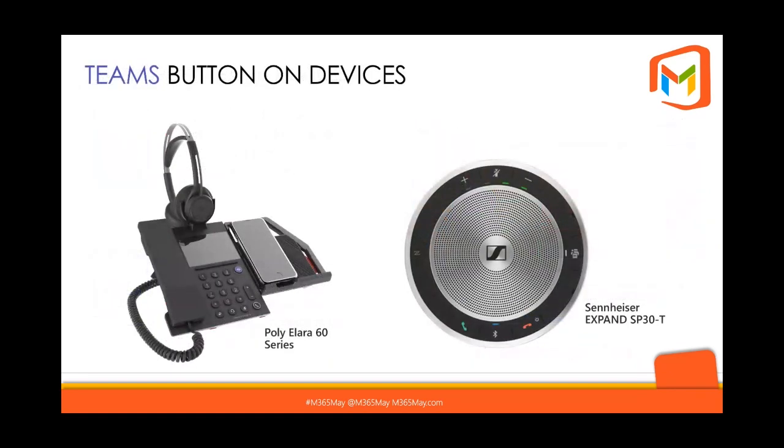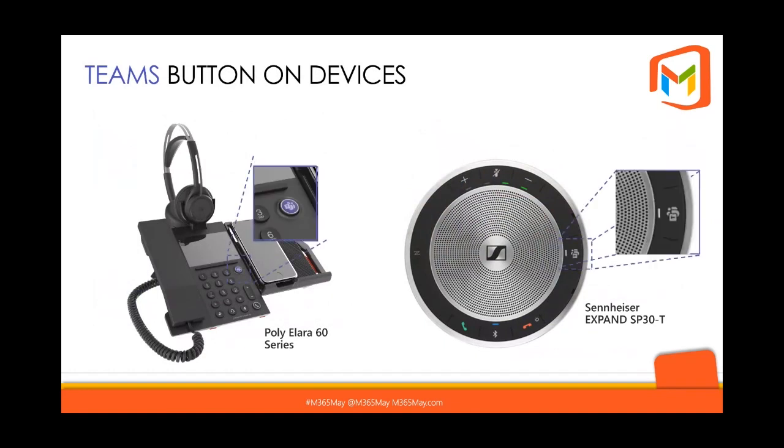Something else you might start to see is an actual Teams button start to appear on devices. So I'm actually speaking to you today from a Sennheiser speakerphone that's sitting in front of me. It actually has a Teams button on it. What does that do? So if I hit that Teams button and my Teams client wasn't in the foreground, it'll bring that Teams client to the foreground. It'll also flash if I've got voicemail and things like that.